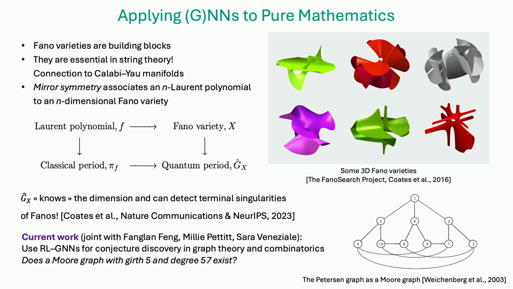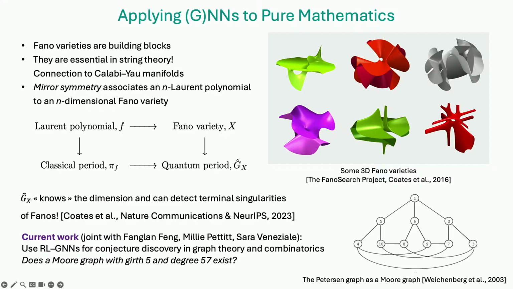So if you can do this already with just a standard MLP, what could you do with a graph neural network? And this is something that we're working on right now with Sarah and 2 students. So we want to use reinforcement learning graph neural networks to do conjecture discovery, and in particular, we're looking at a problem from graph theory, the Moore graph. This here is an example of what it looks like, the Petersen graph represented as a Moore graph.